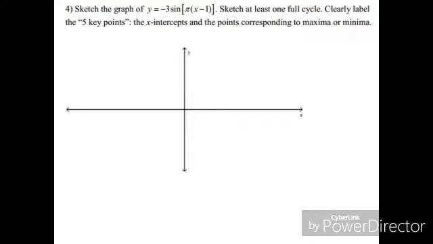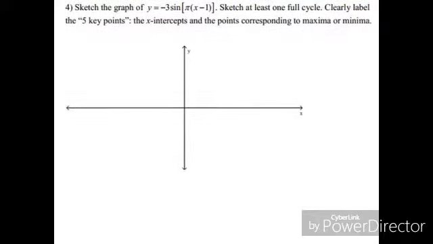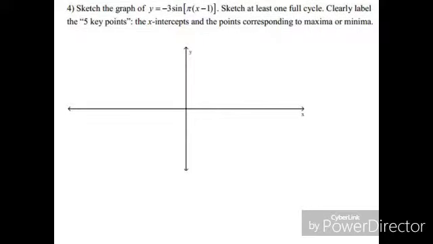Sketch the graph. Sine wave, negative 3 pi x minus 1. Sketch at least one full cycle. Clearly label the 5 key points. Okay, the x-intercepts and the points corresponding to the maximum and minima, those would be the 5 key points. So let's get some basic information. Amplitude. Wow. Let's try a pen this time. Amplitude.